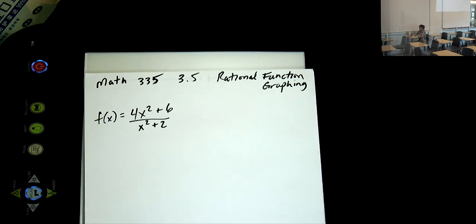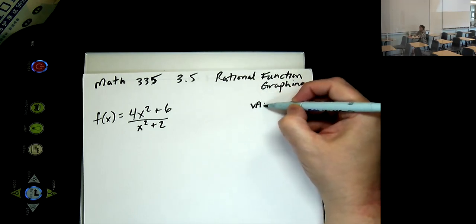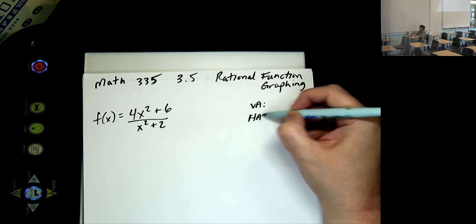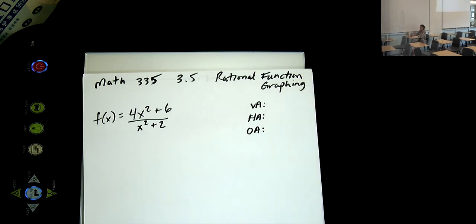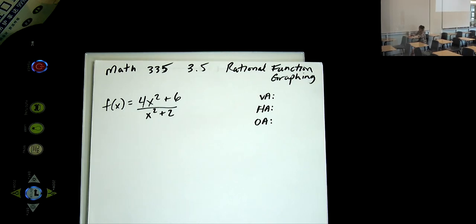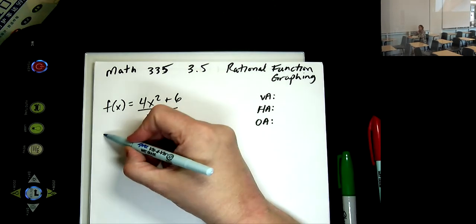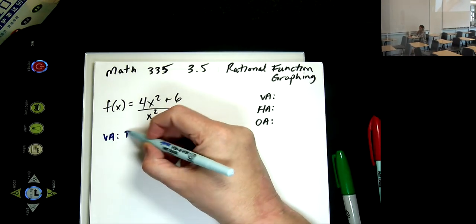The problem is asking us to find all asymptotes: vertical asymptotes, horizontal asymptotes, and oblique asymptotes, whatever exists. So let's just go through them one at a time. Let's start with vertical. Where do vertical asymptotes exist? Those are the ones on the bottom. The vertical asymptotes occur when the denominator equals 0.